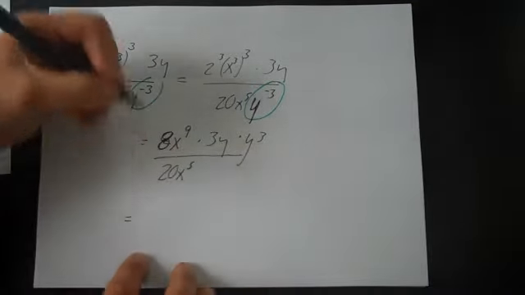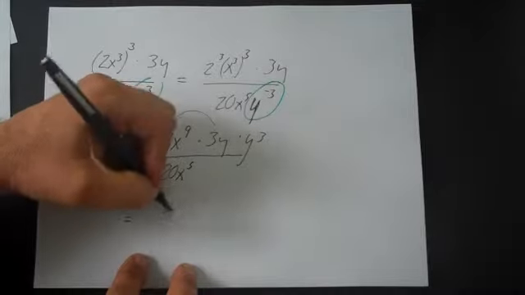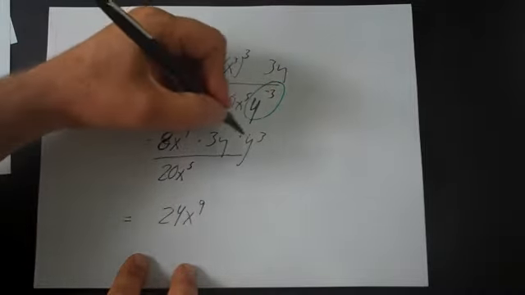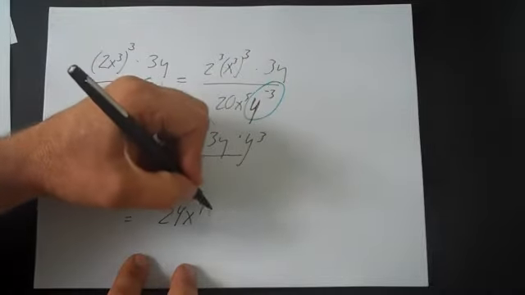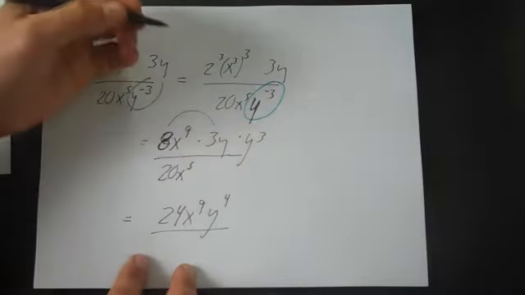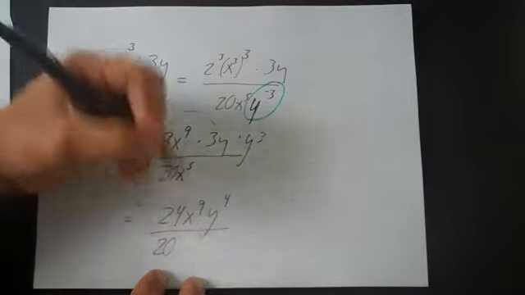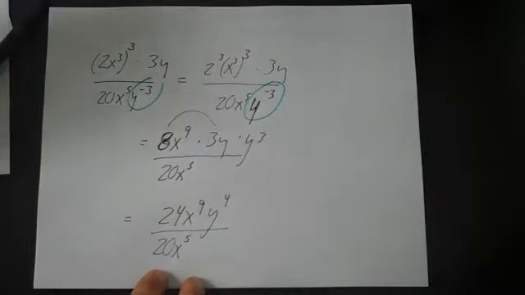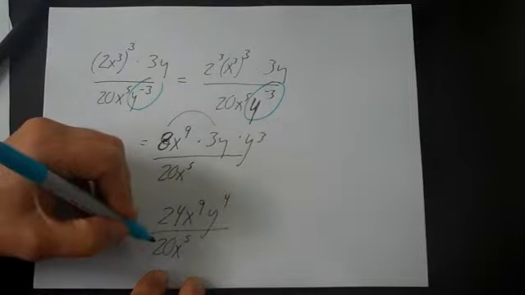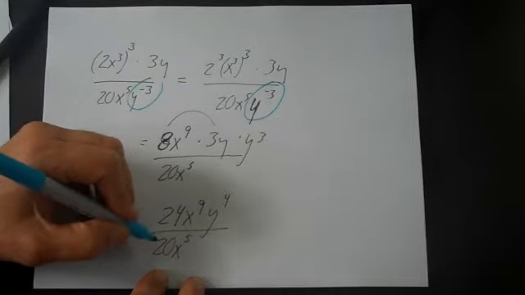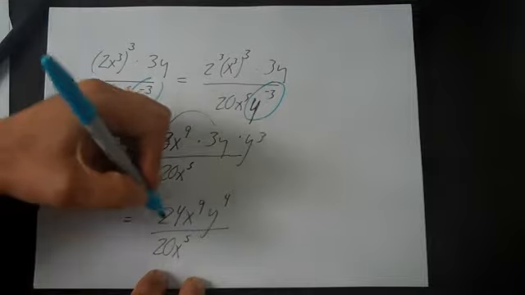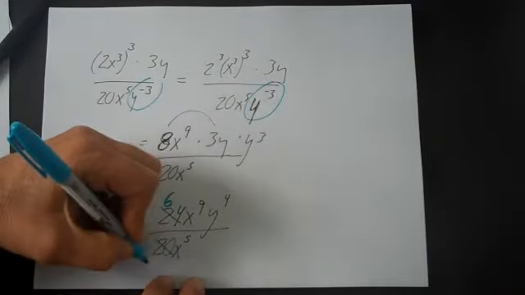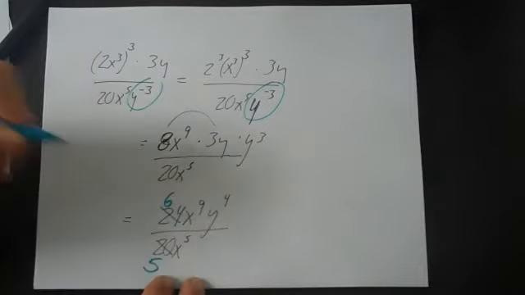Now you just simply multiply across. 8 times 3 is 24. X to the 9th. Y to the third, y times y is y to the fourth. The denominator is 20x to the fifth. Now see what I can cancel. 20 and 24, 2 goes into both of them. That would be 12 and 10, but actually 4 goes into both of them as well. So that would be a 6, and that would be a 5.